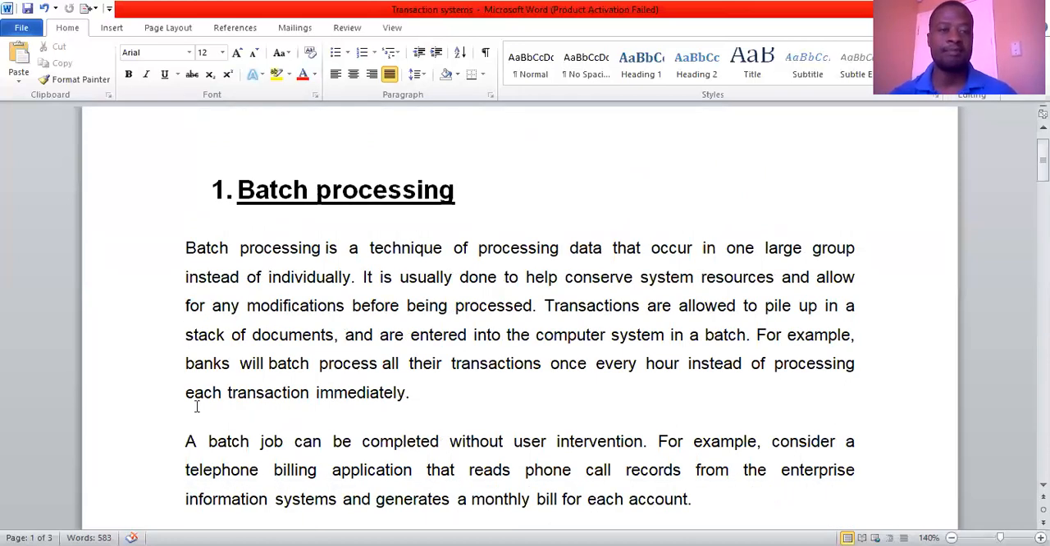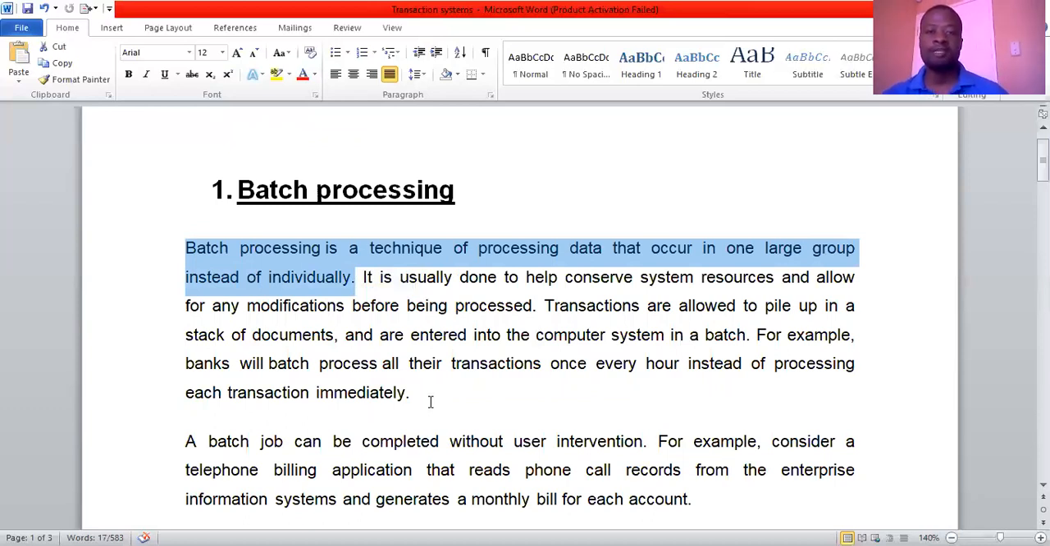Now, starting off with the batch processing system. Batch processing is a technique of processing data that occurs in one large group instead of individually. So you have got a bunch of data, and you have to process it as one unit, rather than processing it individually, portion by portion.